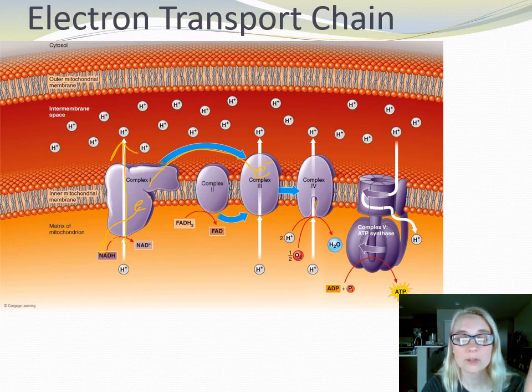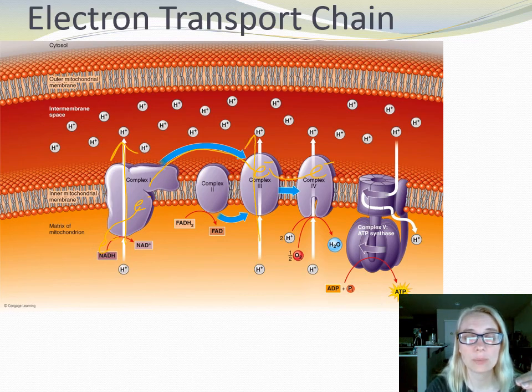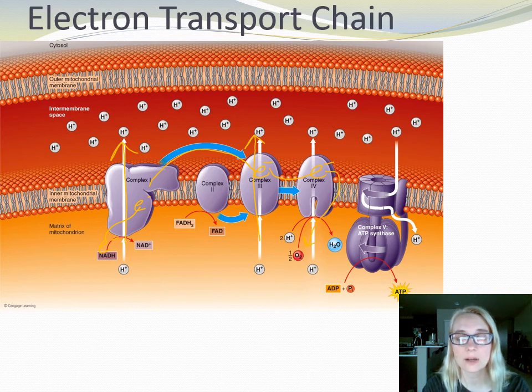So now we're in complex 3. These electrons are going to move to complex 4. And in complex 3, we're going to use that energy of going down their energy gradient to pump protons. And then lastly, from complex 4, these electrons are going to bind to oxygen to make water, and they're going to use that energy to pump protons.